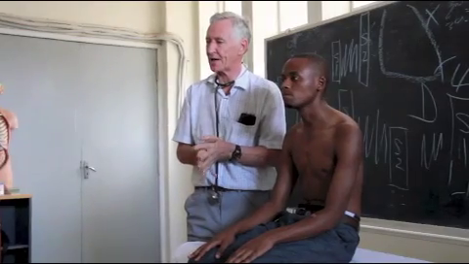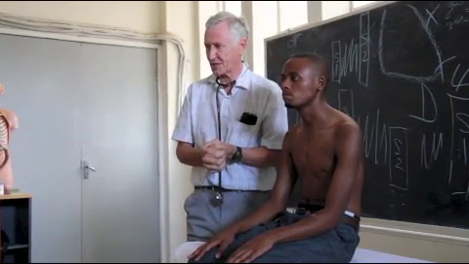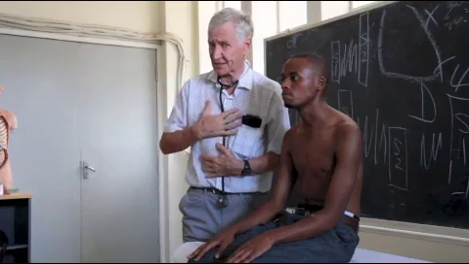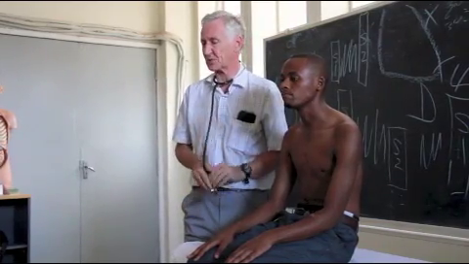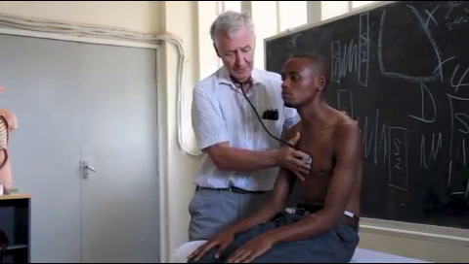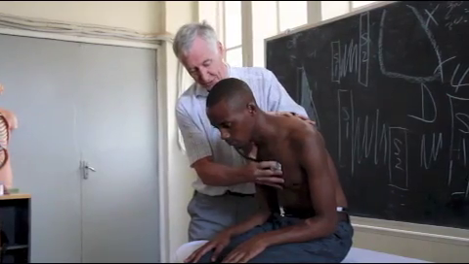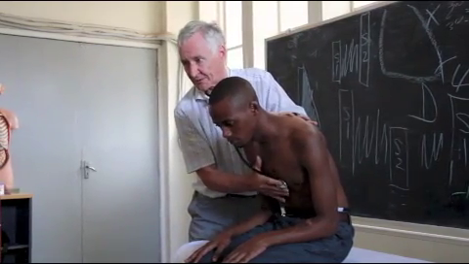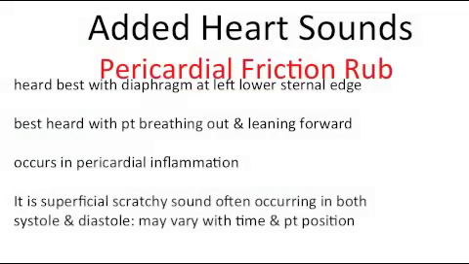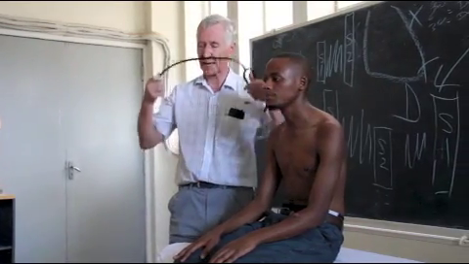And finally, a pericardial friction rub. These are superficial sounds, and they're often systolic and diastolic in timing, heard best with the flat or the diaphragm part of the stethoscope, usually with the patient leaning forward and in expiration. And you may have to listen over the precordium at a number of sites. That's a pericardial friction rub. These are the additional heart sounds. Now, moving back to murmurs.